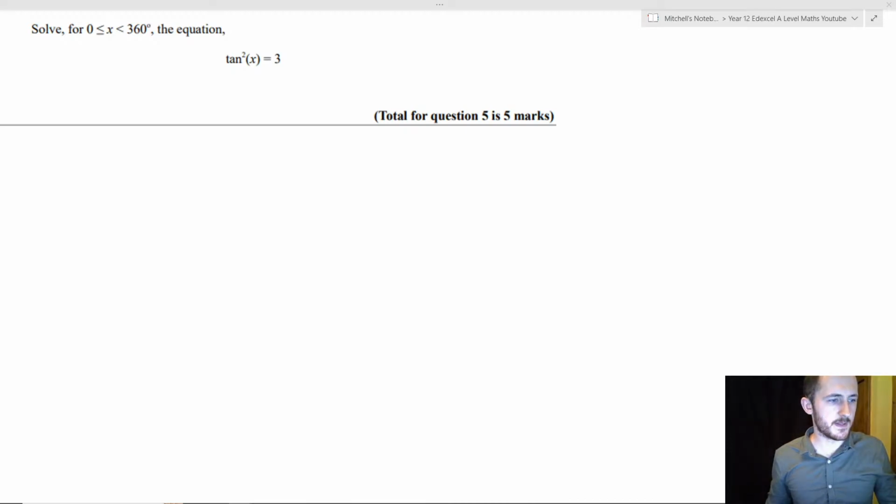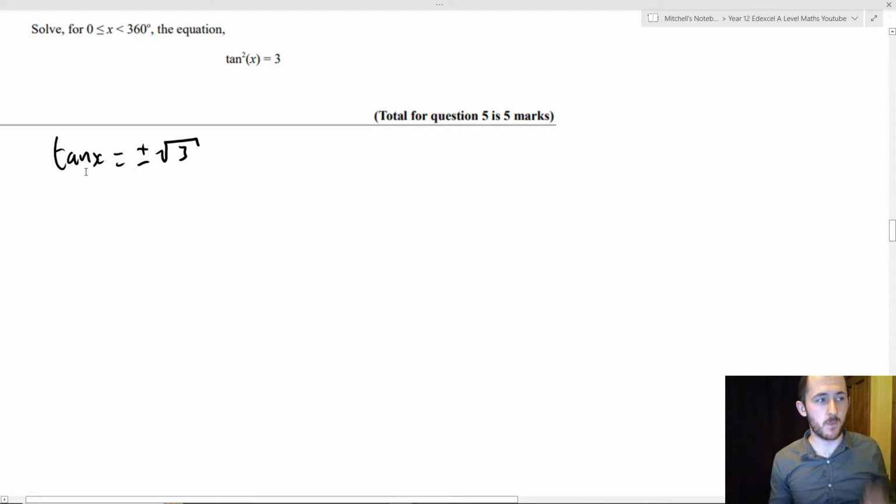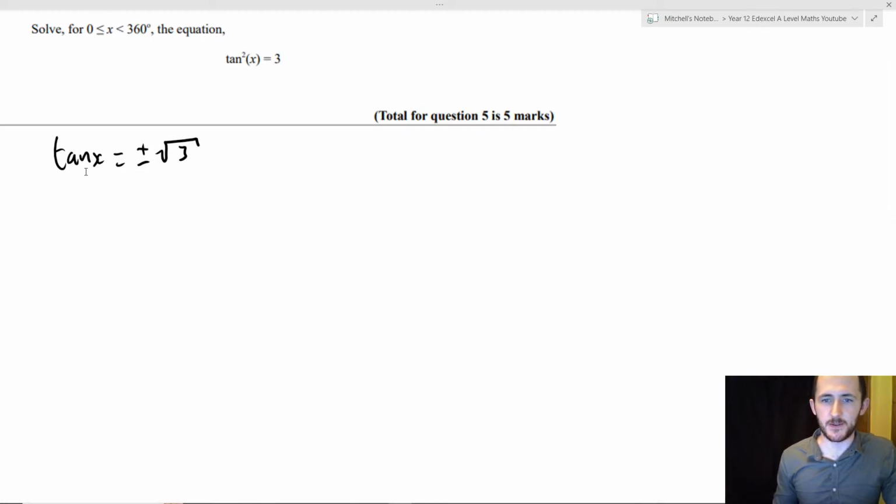So this question, once again, we do something very similar to what we had before. However, we have to be very careful. We're going to square root both sides. So now we have tan x equals plus minus root 3. So we have to do the cast diagram twice. What we're going to do here is we have tan x equals positive root 3 and tan x equals negative root 3.